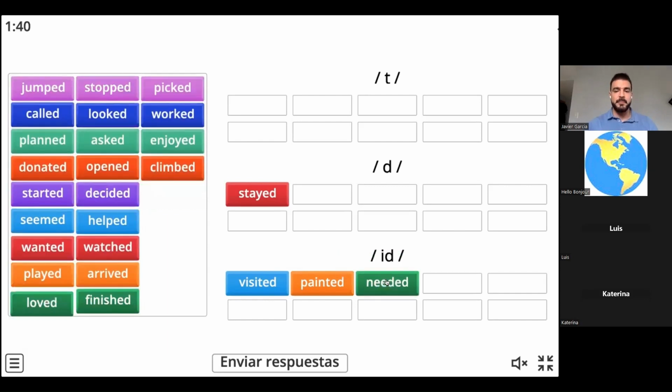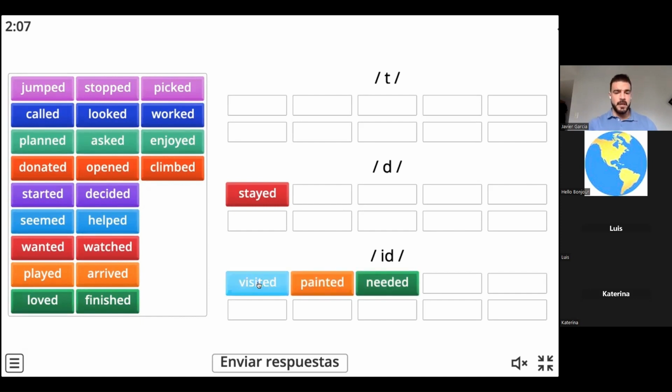Okay. So repeat after me. If the letter has a D sound or a T sound, it's going to be pronounced as an ID. Okay, so now let's repeat the words that we have here in the category. Visited, painted, needed. Okay, very good.